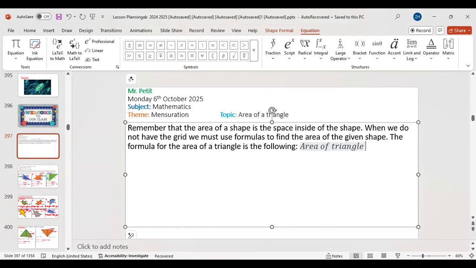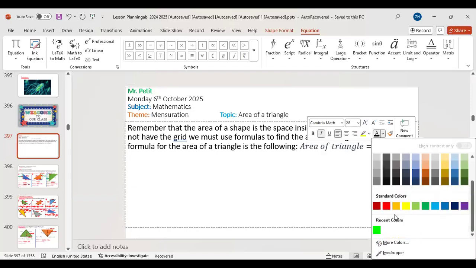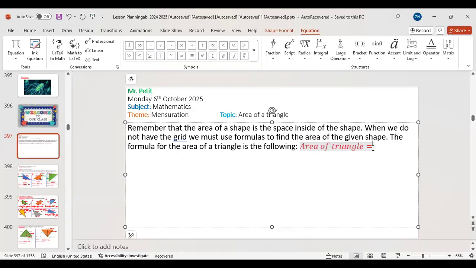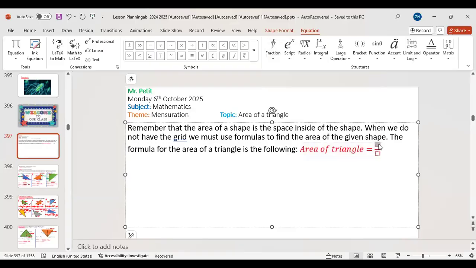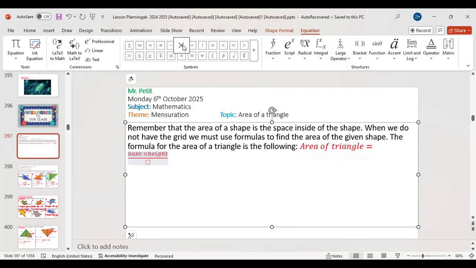Where's China? You didn't know the formula? I couldn't remember it. It was base times height. Okay. Chardonnay, you didn't know? Where's Chardonnay?